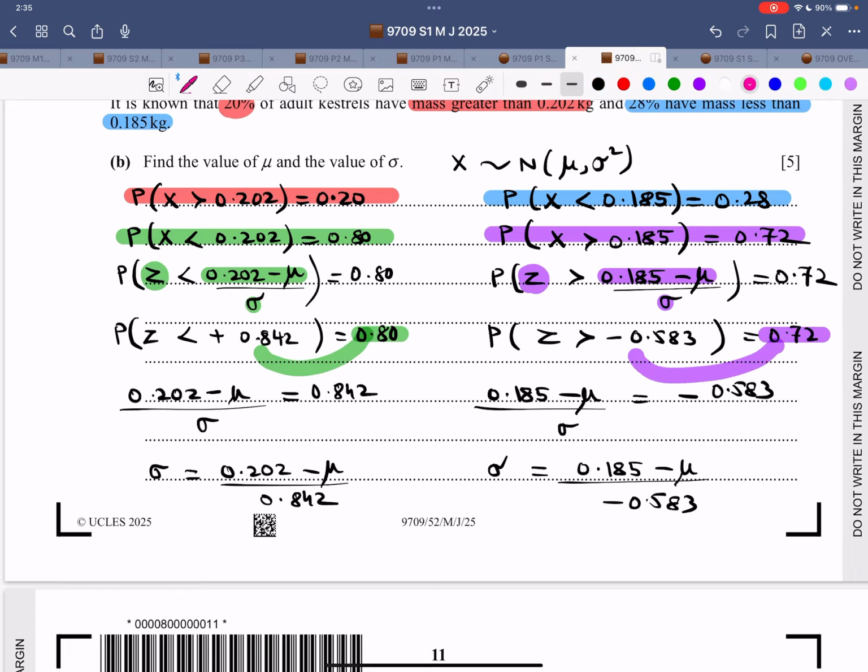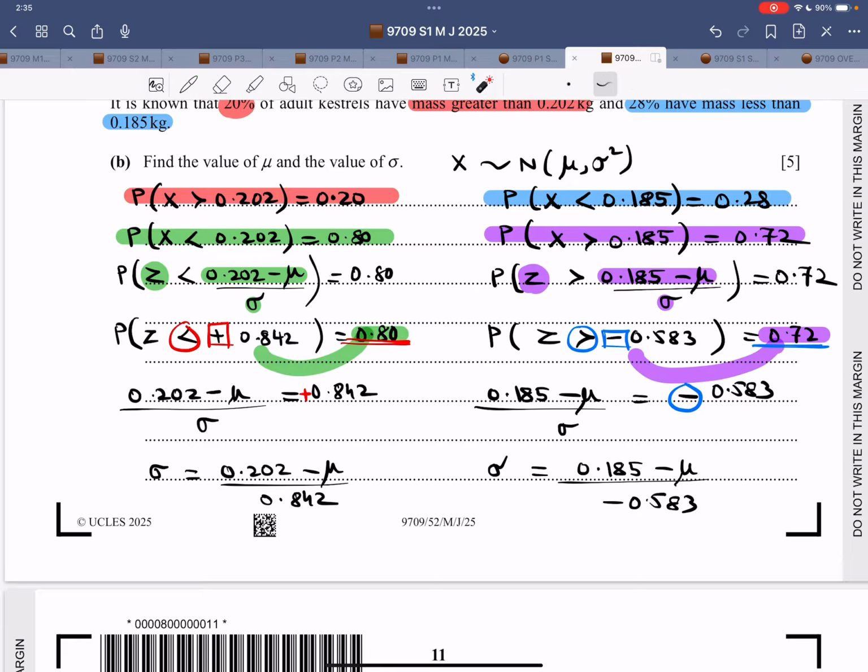Now remember, if Z has a, let me use a red marker, if there is a lesser sign, the Z value is positive, provided this probability is definitely greater than 0.5. Over here, probability greater than 0.5, there is a greater sign, the Z value is negative. So take care of this. Take care of this positive sign over here.